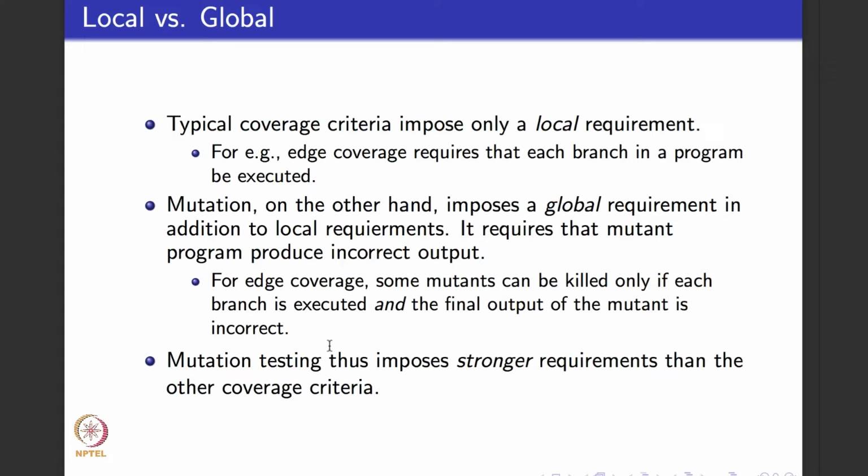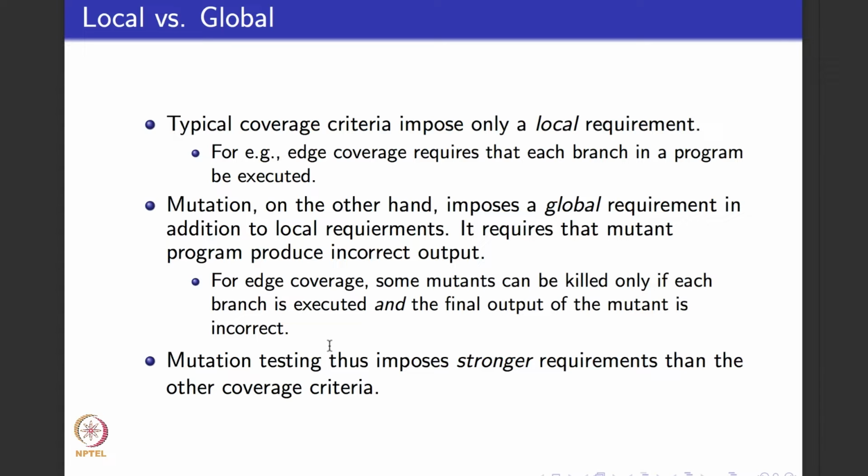It doesn't talk about anything related to inputs and outputs of a program. That's what mutation testing talks about. But edge coverage says in the control flow graph of the program, execute every edge. So it talks about a requirement that is local to the edges of the control flow graph of a program. But mutation testing imposes a global requirement in addition to the local requirement. It requires that the mutated program produce an incorrect output.